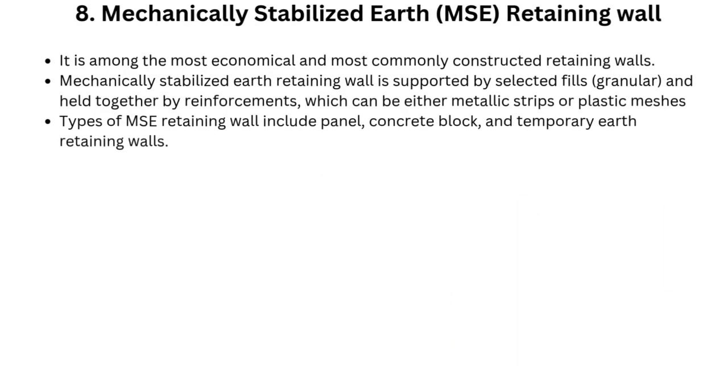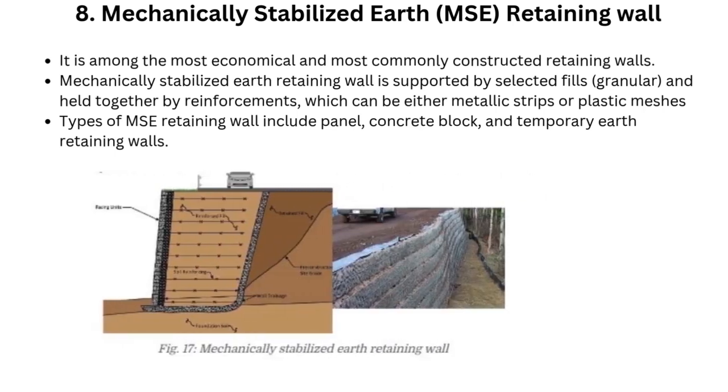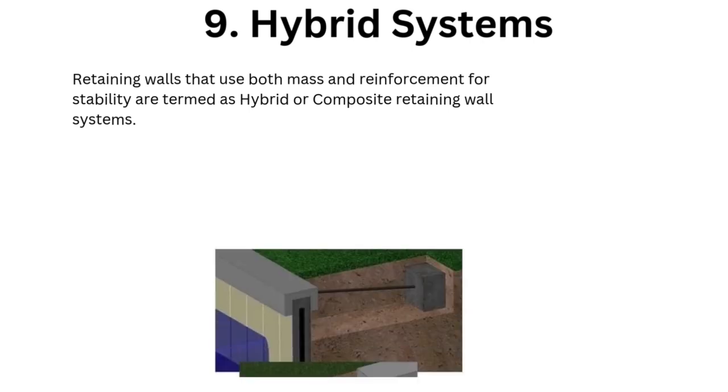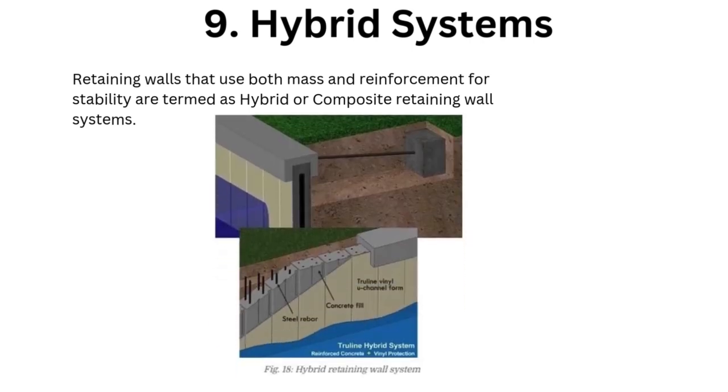8. Mechanically stabilized earth, MSE, retaining wall. It is among the most economical and most commonly constructed retaining walls. Mechanically stabilized earth retaining wall is supported by selected fills, granular, and held together by reinforcements, which can be either metallic strips or plastic meshes. Types of MSE retaining wall include panel, concrete block, and temporary earth retaining walls. 9. Hybrid systems. Retaining walls that use both mass and reinforcement for stability are termed as hybrid or composite retaining wall systems.